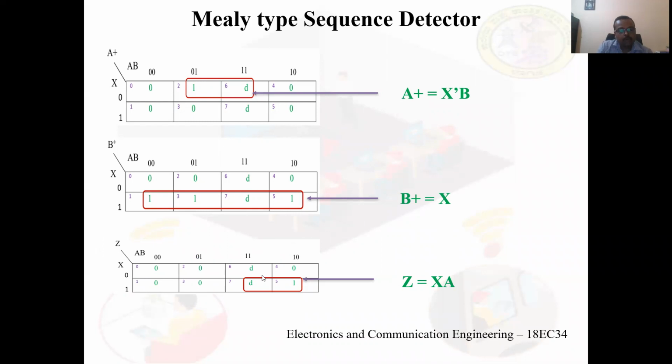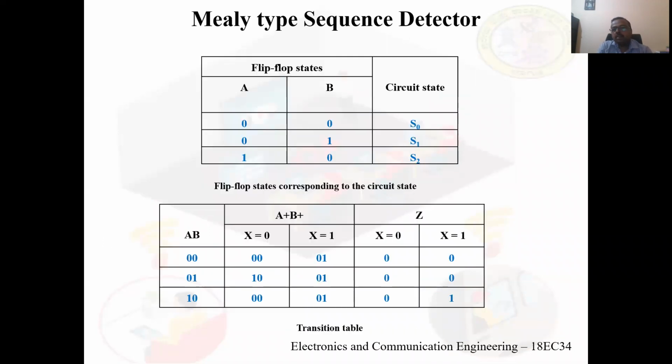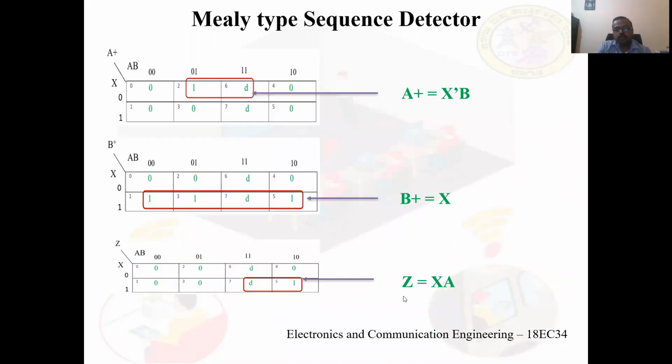Similarly for Z, how do you write? Write for this one, 0, 0, 0, 0, D, D, and this is 0. And here it is 1. When X is 1 and AB is 1, 0, as we have it here. Then AB is this one and X is 1. Now, for this one, the output is 1 here. Now substitute these values in the K-map, simplify this one, so that the output Z is equal to X ANDed with A here.